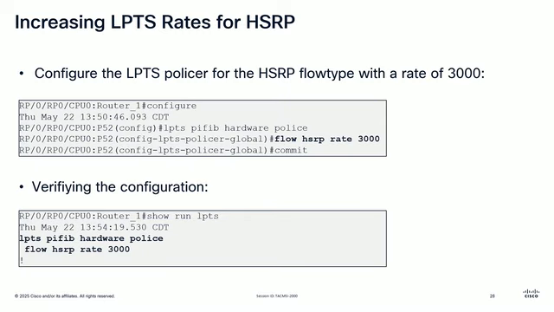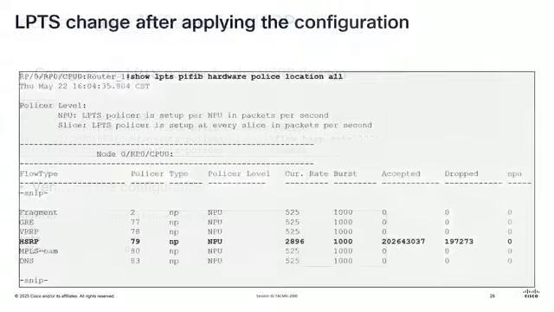But this is not the only way. We also need to validate that this has been applied. We can do this using the same command that Mario already shared with us, show lpts pifib hardware police location. As you can see, if we focus on the HSRP flow type, the current rate has already increased. And actually, the packets are not constantly increasing, meaning that this issue is already fixed.